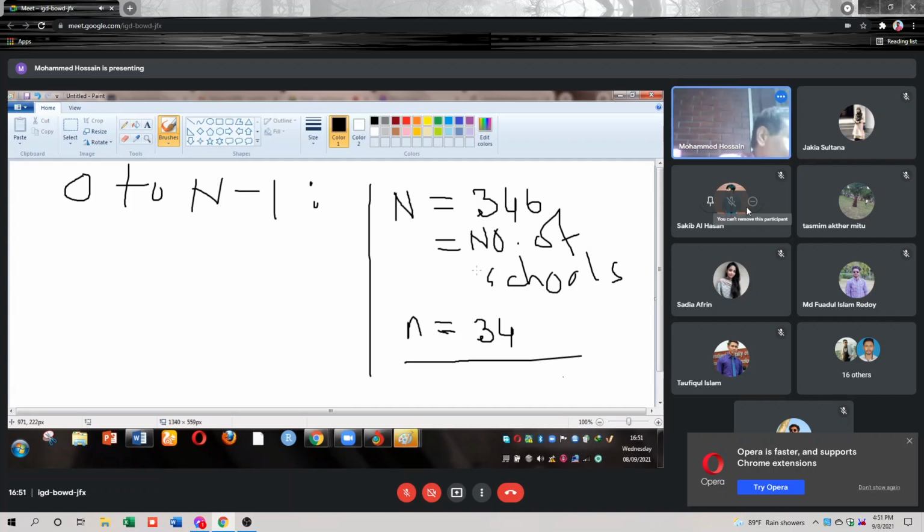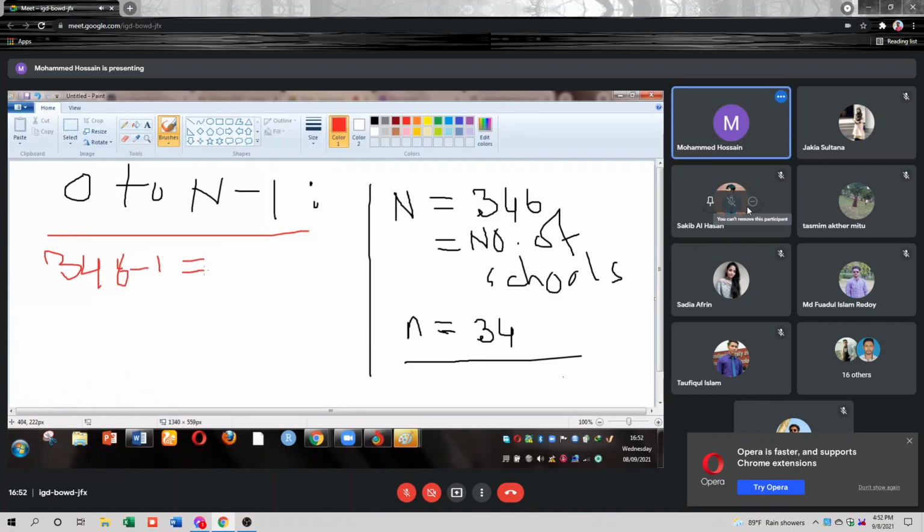Clear? Okay. But if you are thinking, I am staying at Gazipur main town, so why will I go to Kaliganj or Kapashia, or why will I go to Sripur? No. So any school can be selected, from any area, from government school or non-government school. Anyway, so then what will you have to do? Correct. 346 minus 1. That means what?